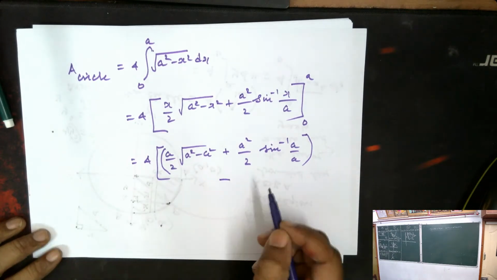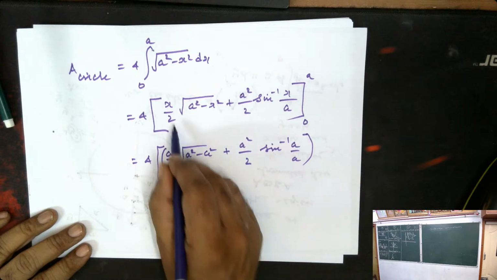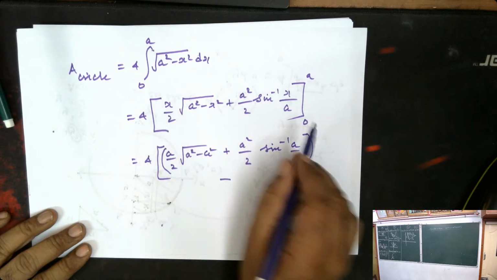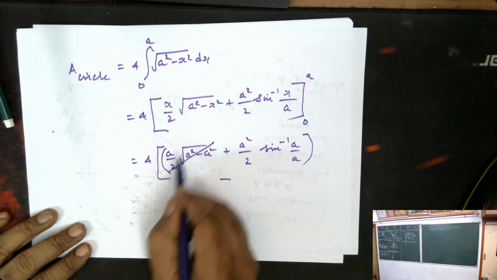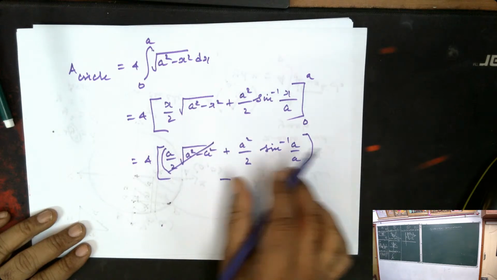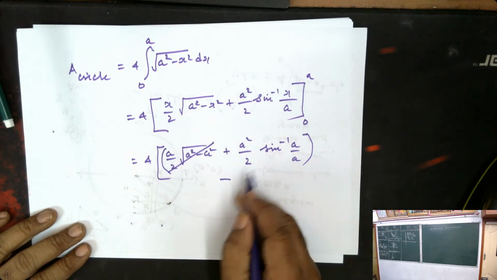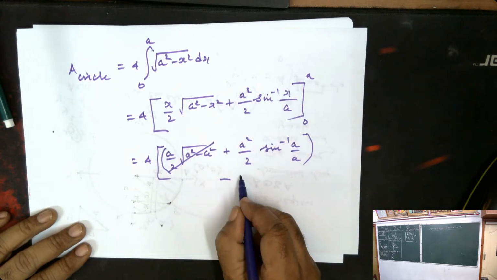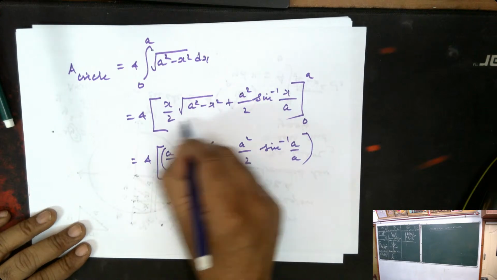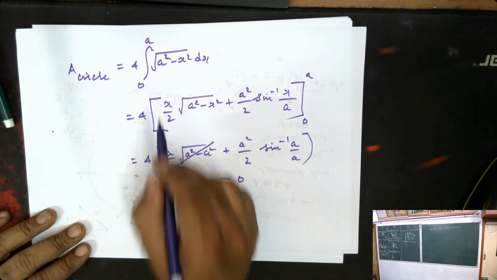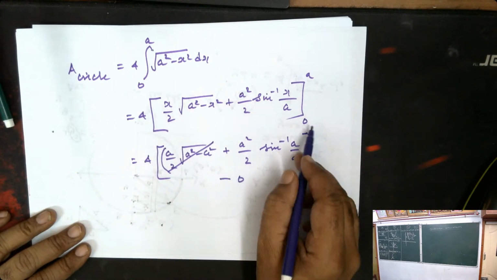Minus, then you have to put 0. So when you put 0, 0 by 2 is 0. So the first term is eliminated. Similarly, in this third term also, this is eliminated. Now let me have this one. So this becomes 0. Why? Because I'm substituting x with 0.